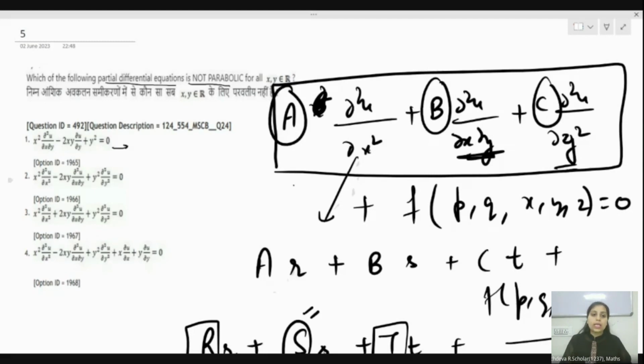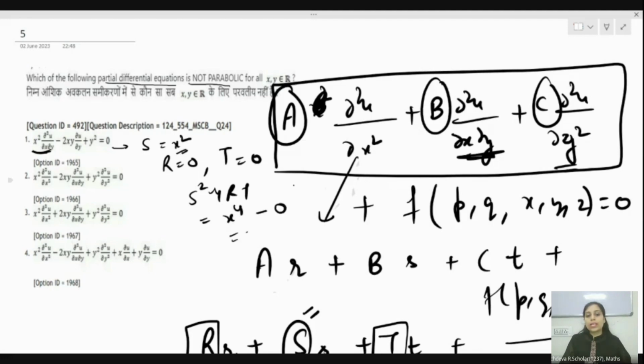In this we can see we have the second derivative only here, which is the coefficient of ∂²u/∂x∂y. That means s is equal to x square. R is absent, so 0. T is also absent, so 0. So s square minus 4rt is x to power 4 minus 0, so we get x raised to power 4. Here we know that the square of any number is either positive or 0, so this is either equal to 0 or greater than 0.